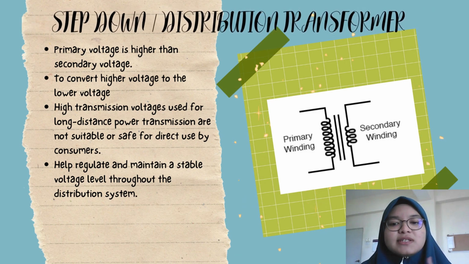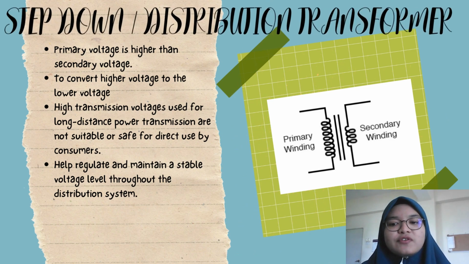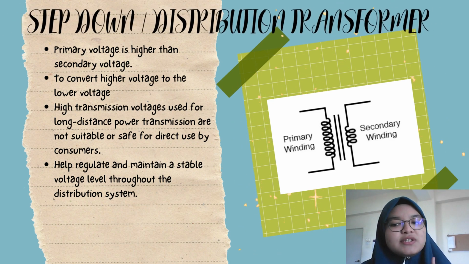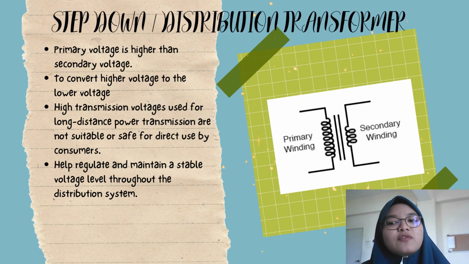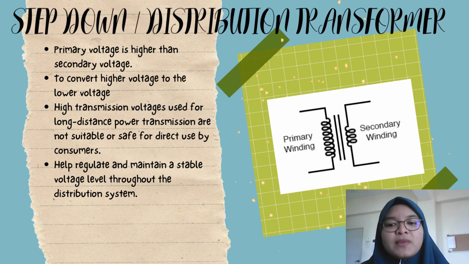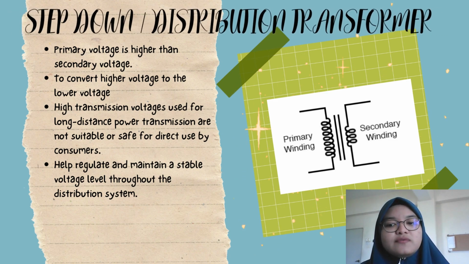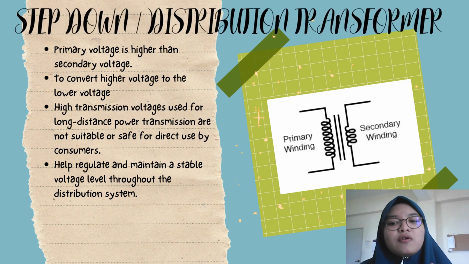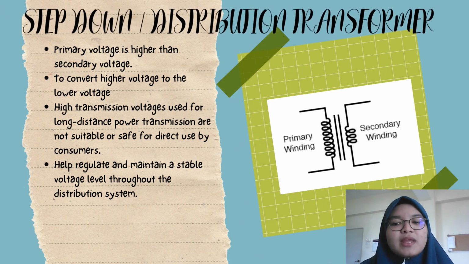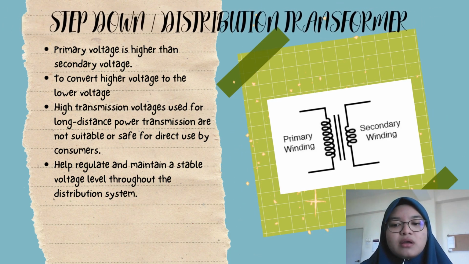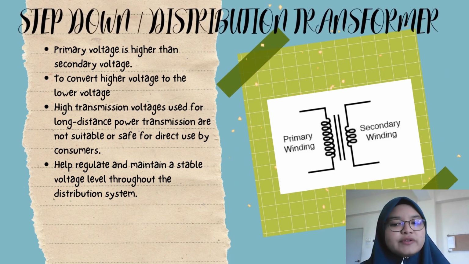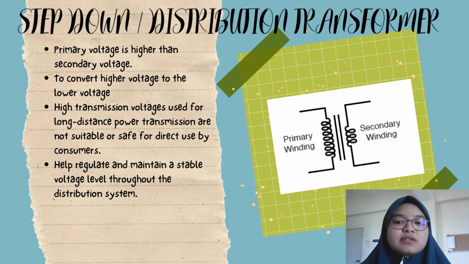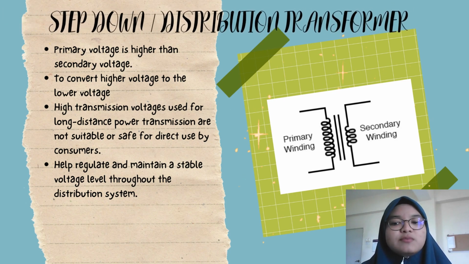This is because the high transmission voltage that is used for long distance transmission is not suitable or safe for direct use by consumers. Hence, we need to lower the voltage to the suitable voltage required by factories, offices, or houses. A step-down transformer is also able to help regulate and maintain a stable voltage level throughout the distribution system.